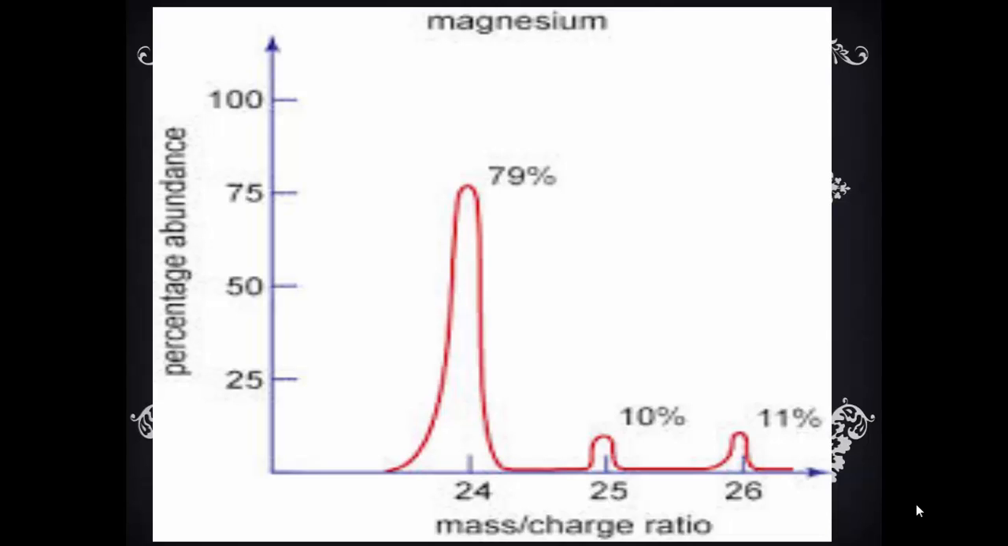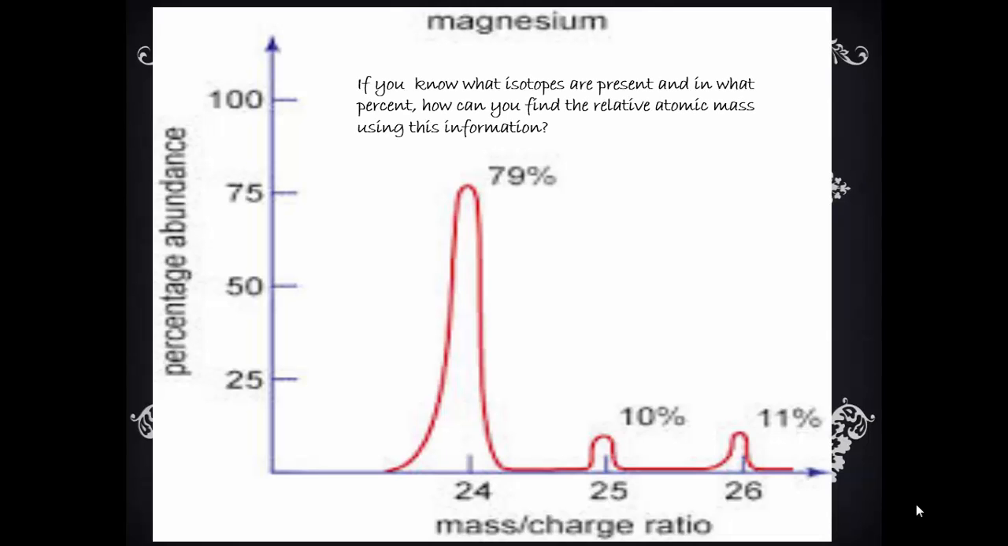Here is another example of a mass spec. You have magnesium. There's three isotopes. The most abundant you can see is magnesium 24 at 79%. And then two others at 25 and 26 are relatively the same at 10 and 11% respectively. So, if you know what isotopes are present and in what percent, you can figure out the mass of the atom.